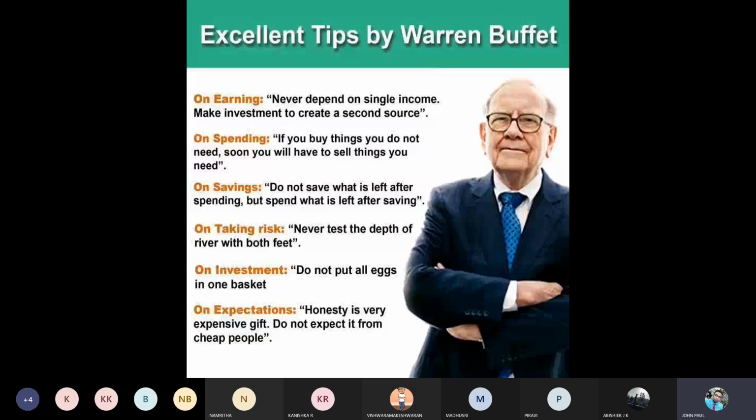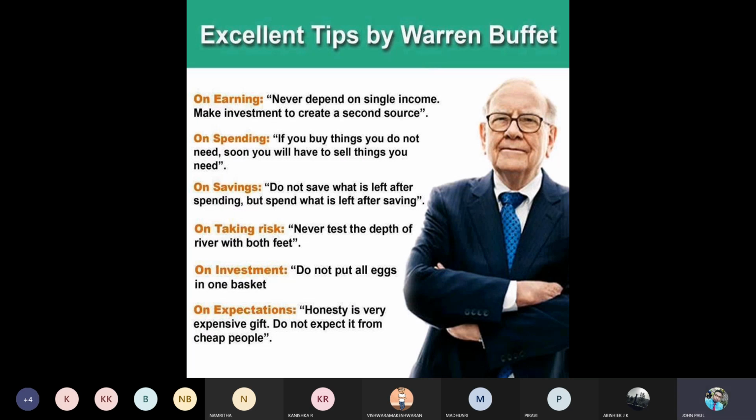Can you see the image I have shared? Yes, sir. So this is Warren Buffett. He is Mr. Warren Buffett. Still he is alive. In 2010, 11, 12, he was the second richest man. Now also he is coming under the top 10 richest men, around 4th or 5th, I think.